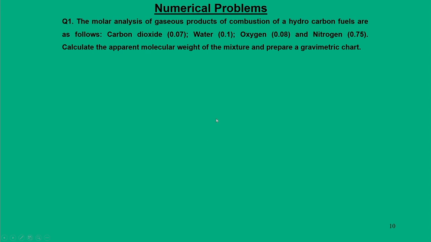the molar analysis of gaseous products of combustion for hydrocarbon fuels are listed as carbon dioxide at 0.07 fraction, water as 0.1, oxygen at 0.08, nitrogen at 0.75. And if you add them together, you will end up having the total fraction as unity. So, this is nothing but your molar analysis. Now, we are asked to find out the molecular weight of the mixture and prepare a gravimetric chart.